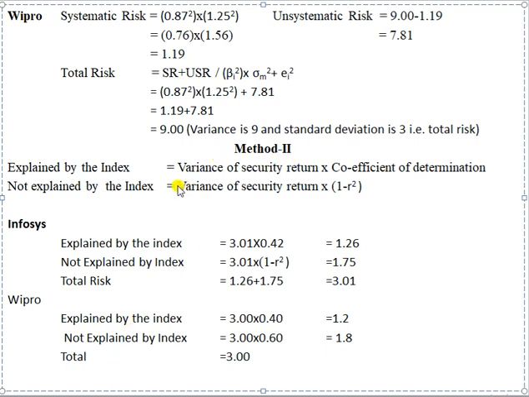Now in method 2, explained by the index means systematic risk. The formula is variance of security return into coefficient of determination. So I calculated explained by the index as 3.01 into the coefficient of determination 0.42, which is equal to 1.26. Not explained by the index is 1.75. The total becomes 3.01. In the same way for Wipro, explained by the index, meaning market risk, is 1.2, and not explained by the index is 1.8. The total becomes 3.